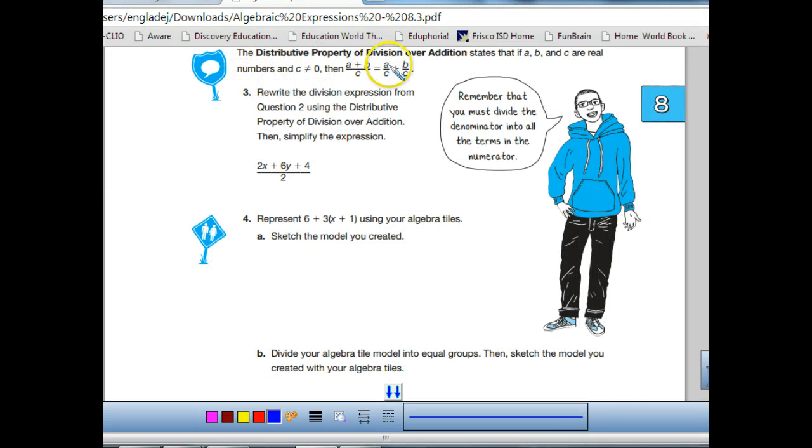Okay, the distributive property of division over addition states that if a, b, and c are real numbers, then a plus b over c is the same as a divided by c plus b divided by c. Rewrite the division expression from question 2 using the distributive property of division over addition. Then simplify the expression. So this is what they want you to do. They want you to write 2x, and I'm going to take half of that, right? I'm going to divide by 2. Then I'm going to take my next term of 6y and divide that by 2, plus, and then I'm going to take my last term of my constant and divide by 2.